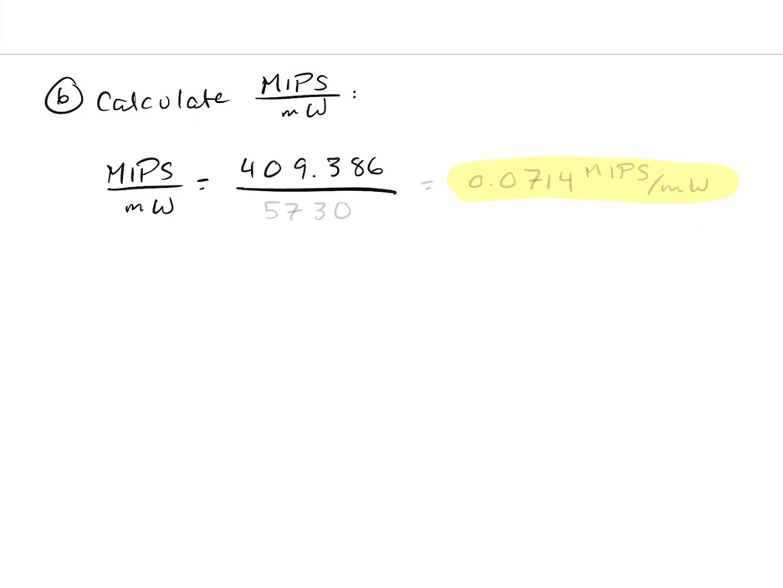Using our calculations from above, we can say that MIPS per milliwatt is 409.386 MIPS over 5,730 milliwatts, which is equal to 0.0714 MIPS per milliwatt.